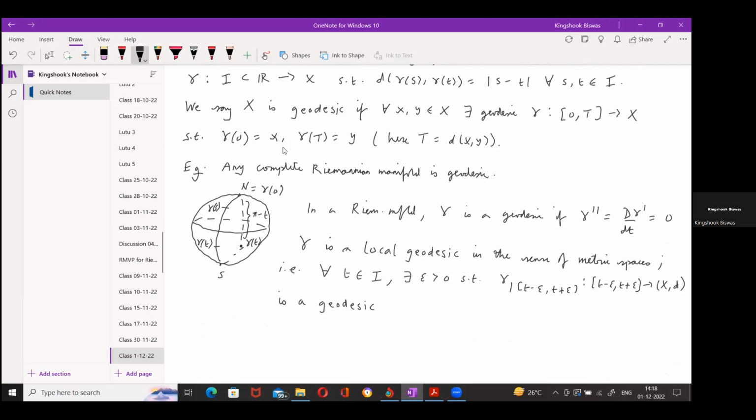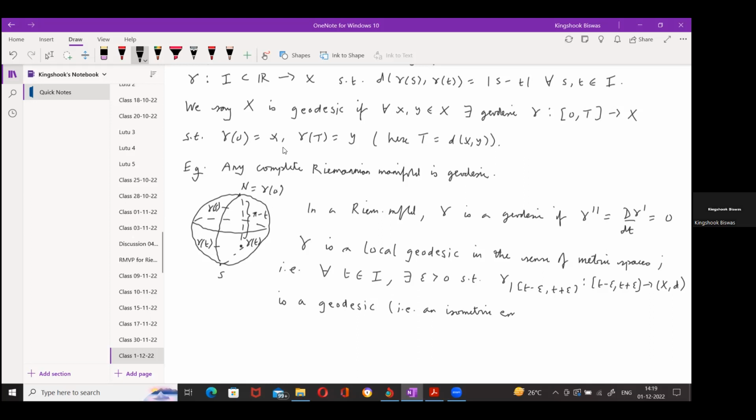Also, sir, as long as we stay inside the injectivity radius, there is no problem, right? Yes. So this is a geodesic. This is an isometric embedding. So the point is, what I'm defining as a geodesic in a metric space is stronger than what is a geodesic in the Riemannian sense.